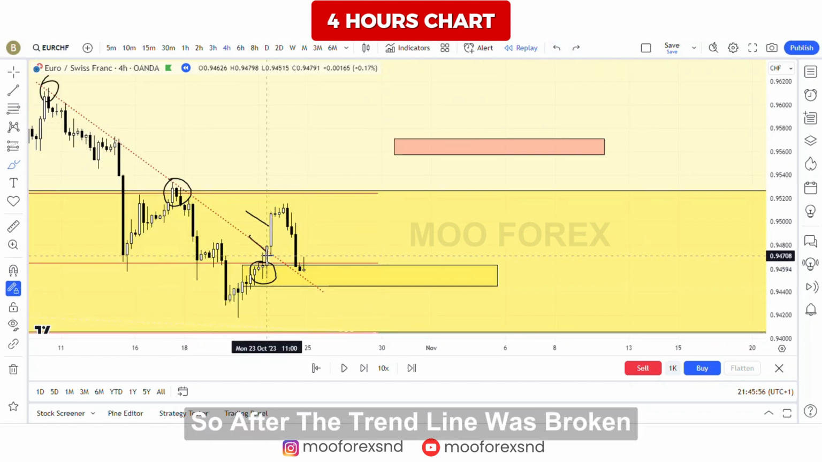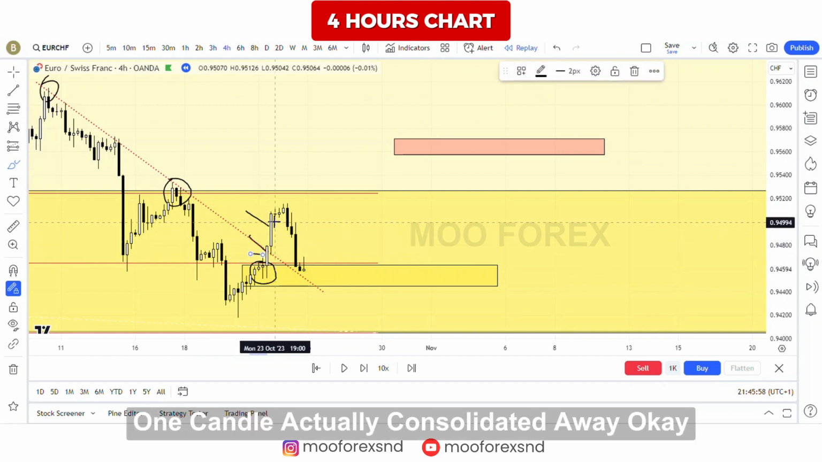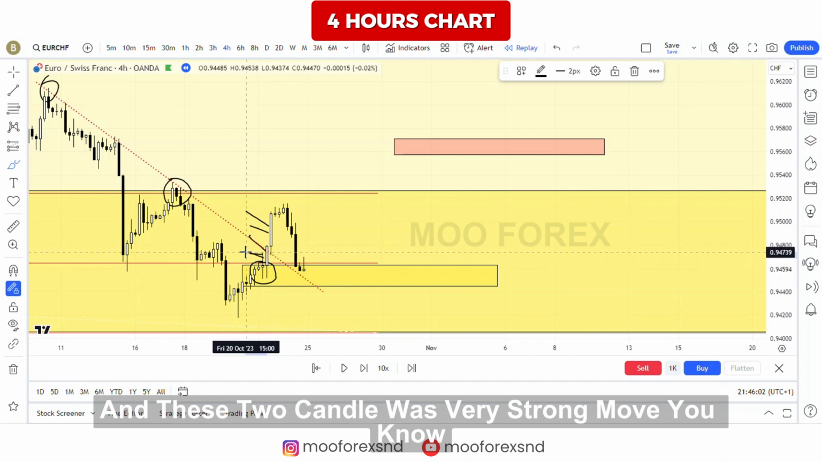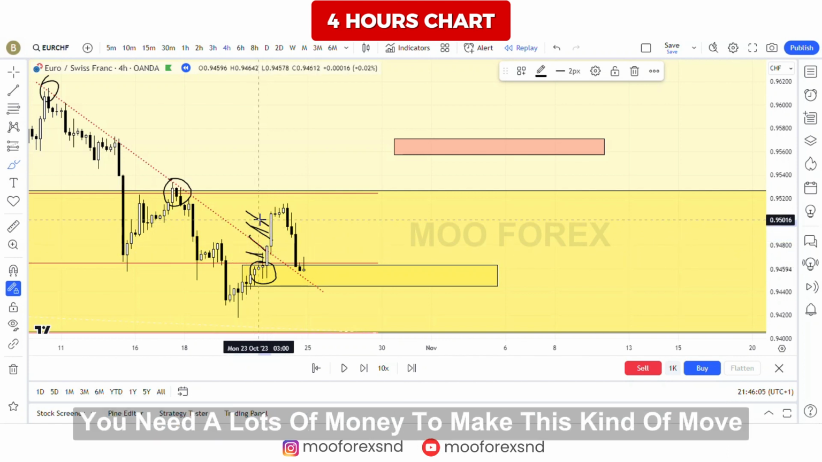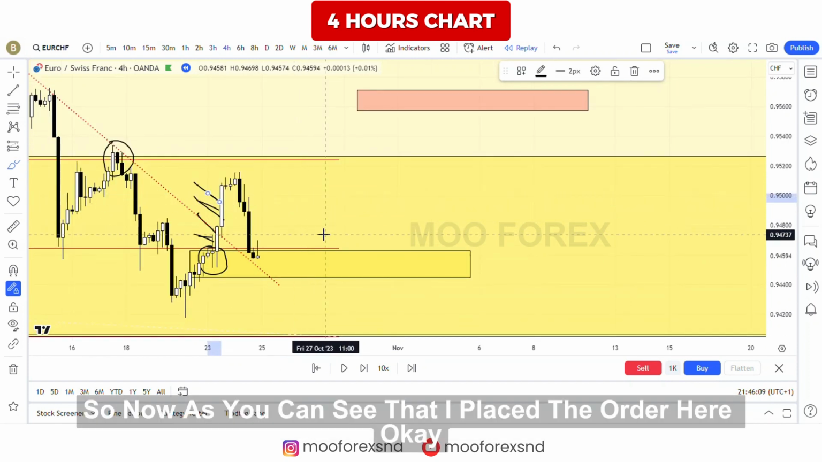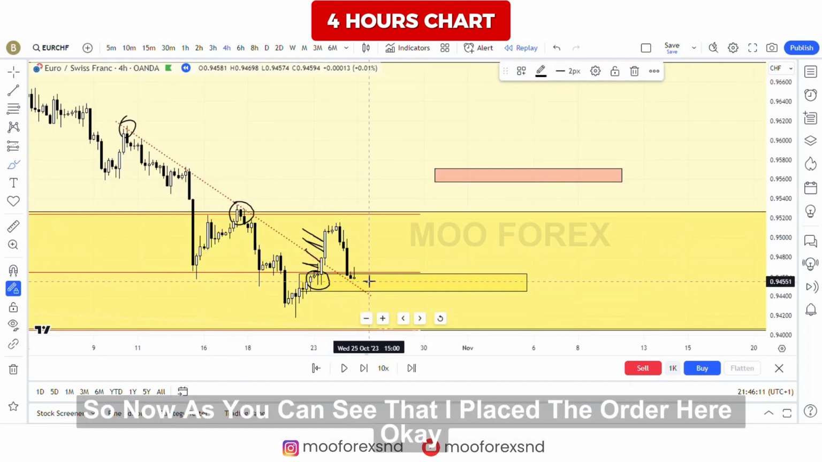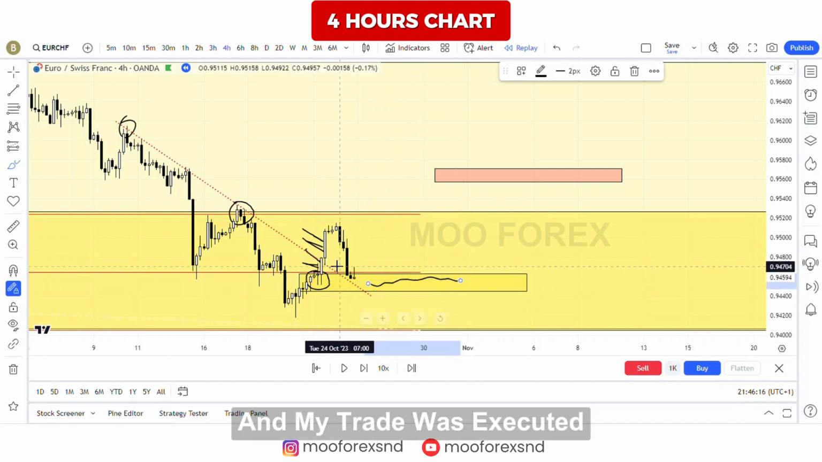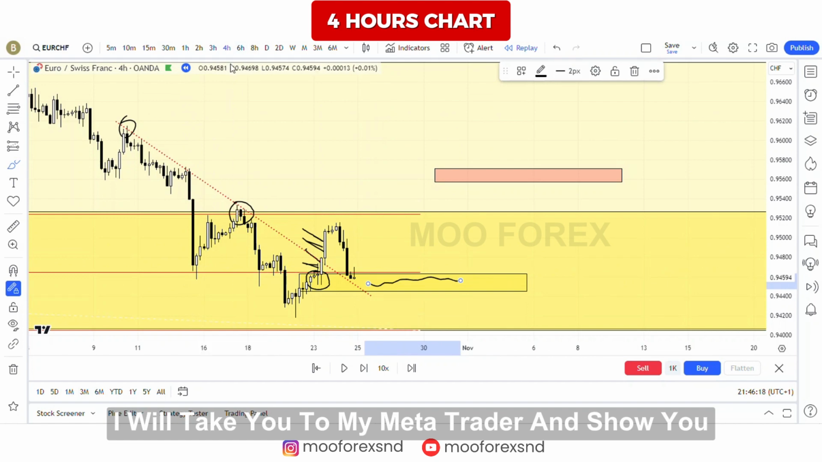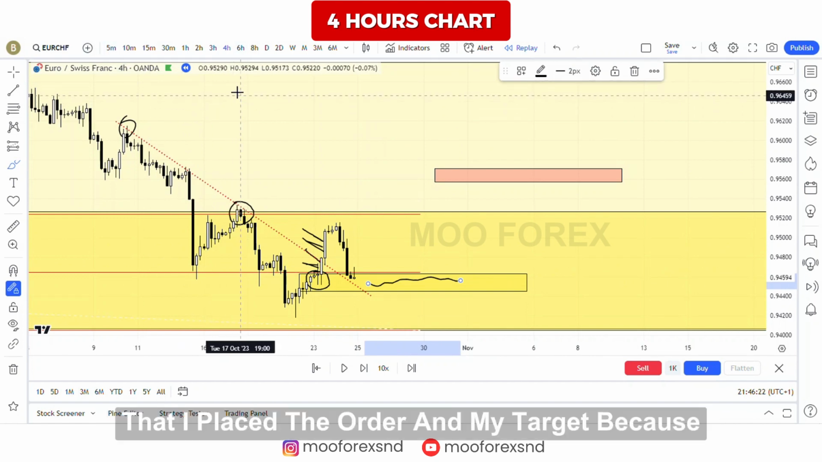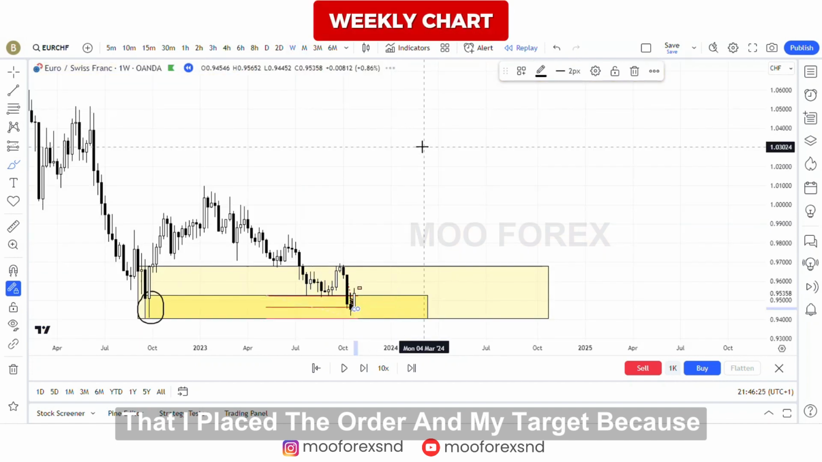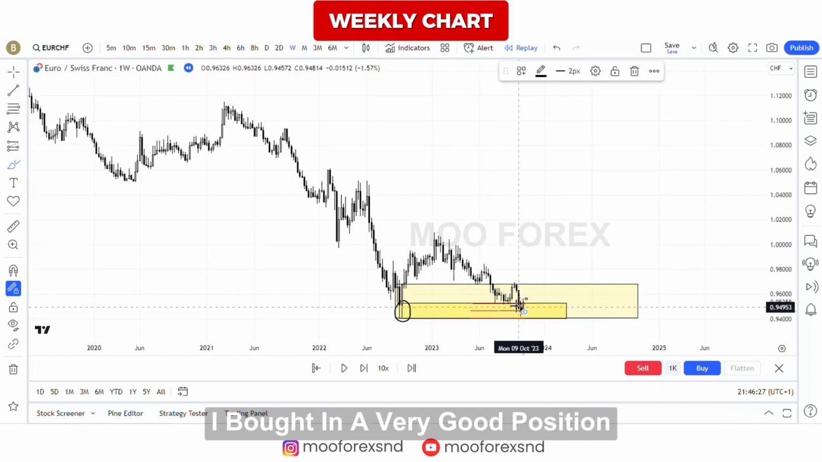After the trend line was broken, one candle consolidated away, and these two candles were a very strong move. You need a lot of money to make this kind of move. So now, as you can see, I placed the order here, and my trade was executed. I will take you to my MetaTrader and show you that I placed the order and my target, because I bought in a very good position.